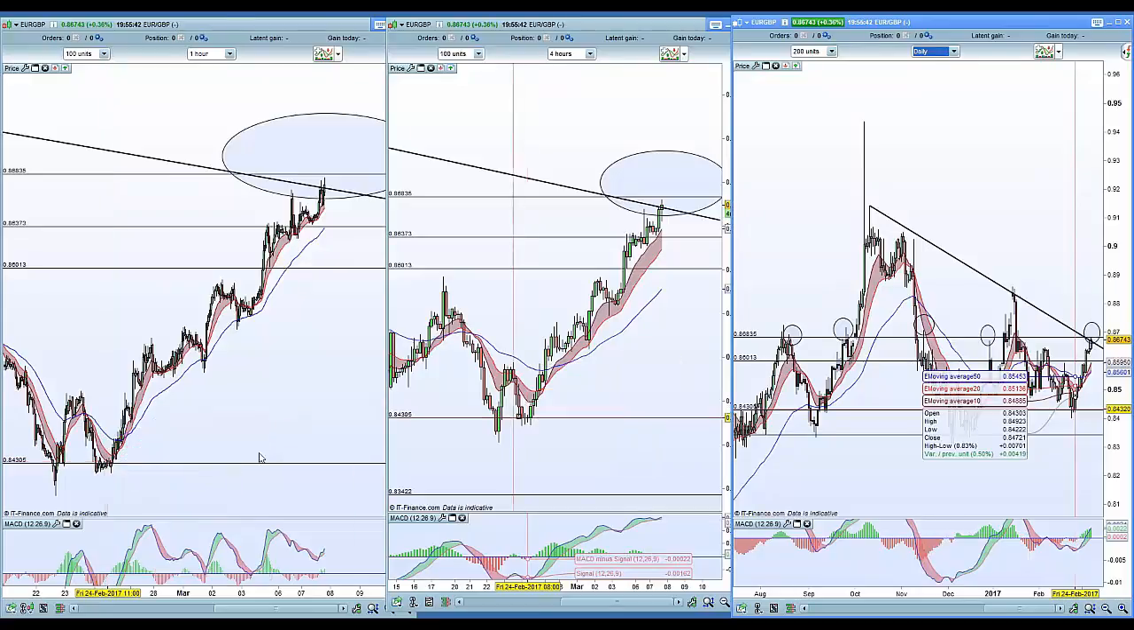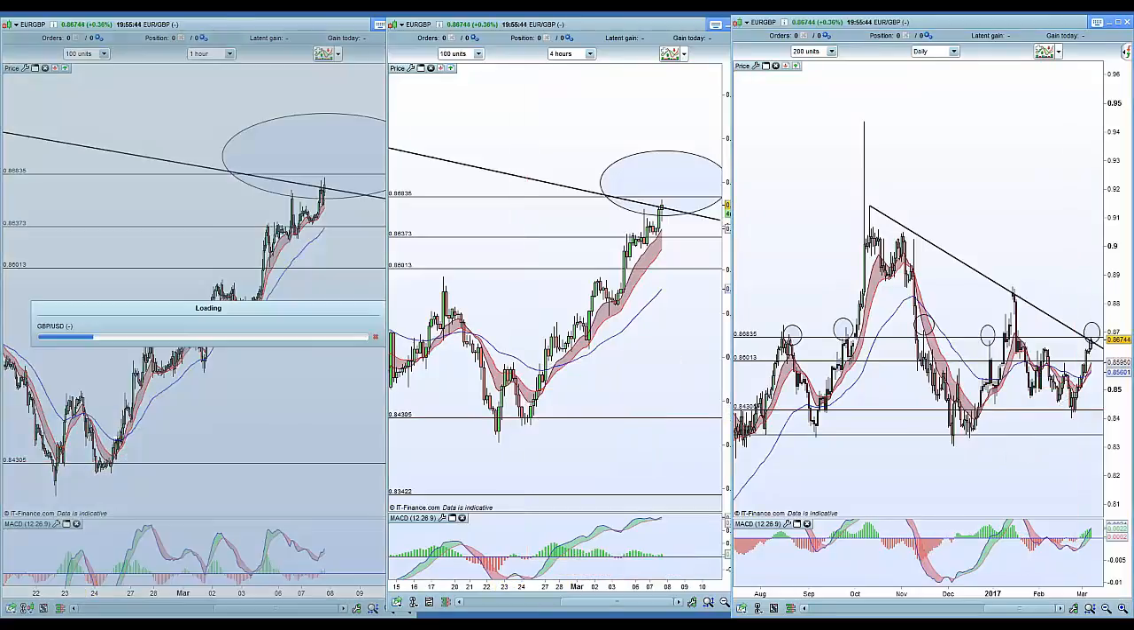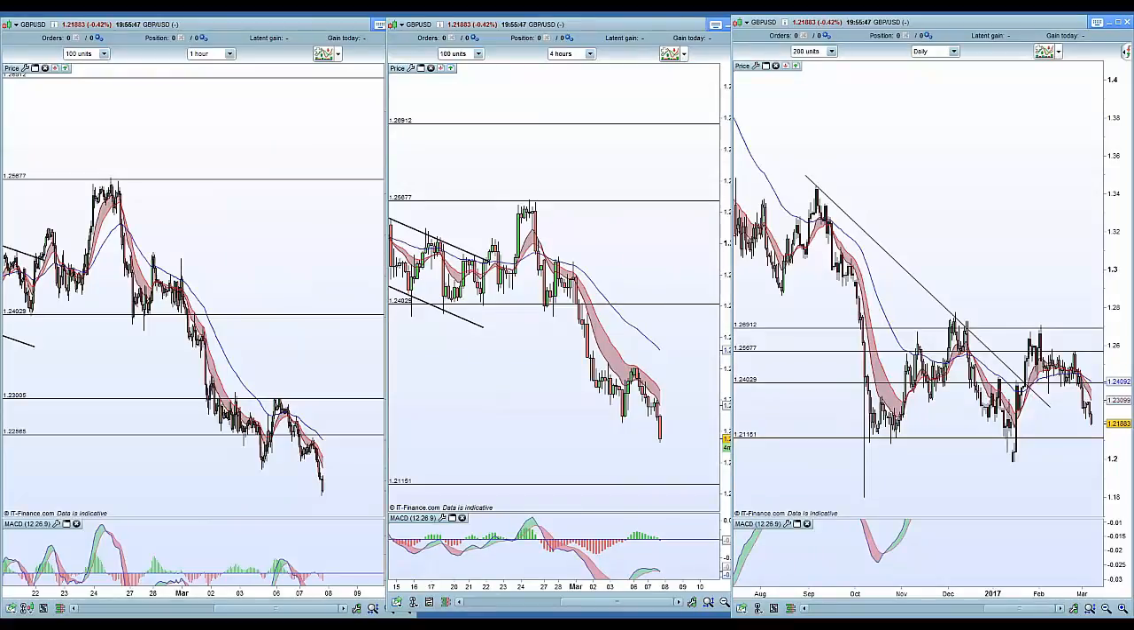Okay, some of you want pound dollar. Let's go to pound dollar now. Pound seems to be bearish, one of the more bearish pairs. In fact, wow, it's still looking very bearish.